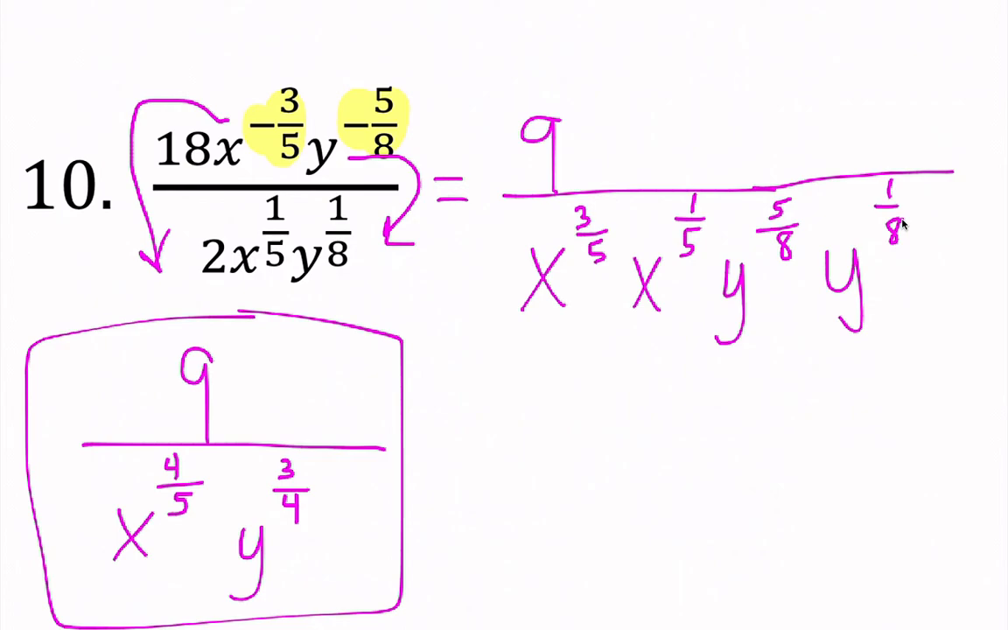But what I would like to practice is let's change x to the 4/5 into a radical. So I put x on the inside. I put my denominator of 5 on the pedestal. I put my numerator of 4 on the inside.